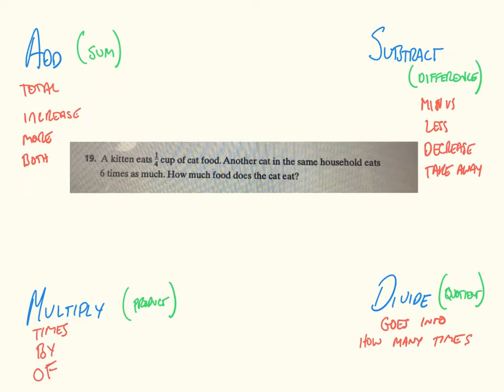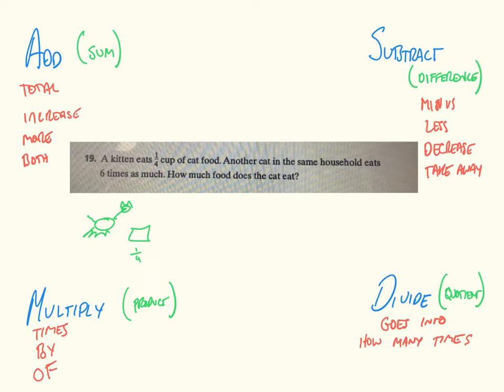So, a kitten eats 1/4 cup of cat food. I get that. A cat in the same household eats 6 times as much, so it's 6 times as big. How much food does the cat eat, the grown cat? So if we envision our little kitten, that's what kittens look like. There we go. It's mowing down on a 1/4 size bowl. We need to say, well, 6 times as much.